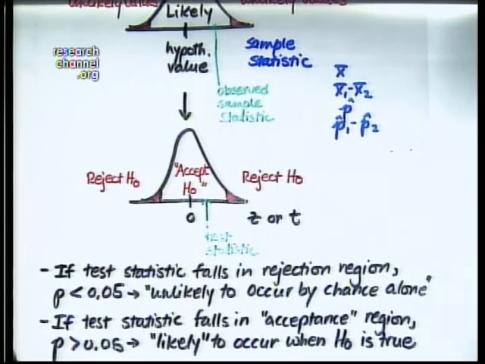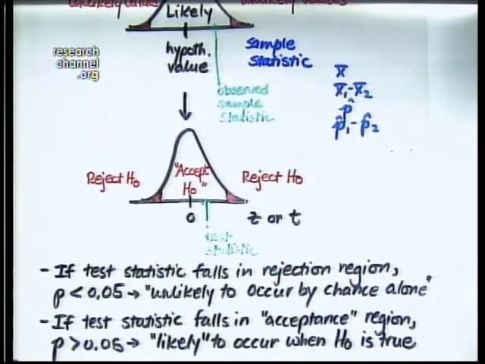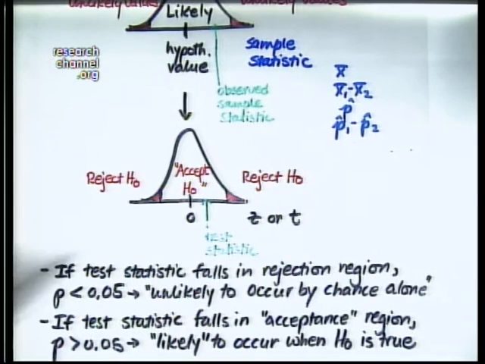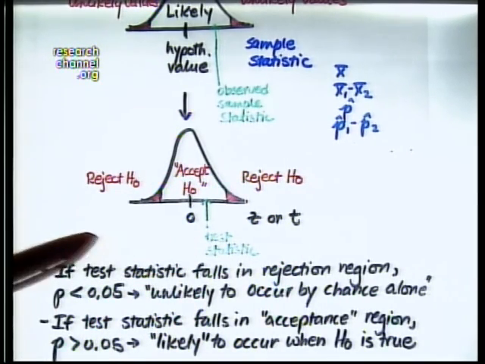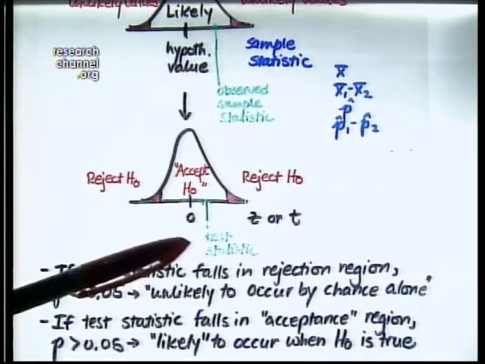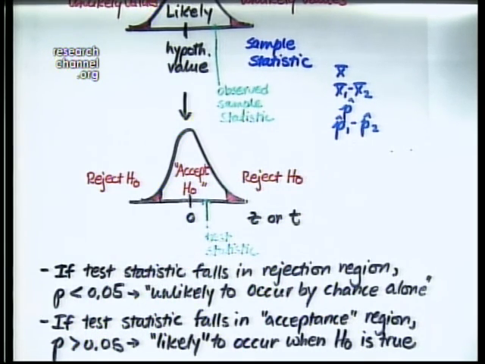Those are ones in which if we transform the observed sample statistic by subtracting the hypothesized value and dividing by the standard error, we now have a new z or t, and we can see where our test statistic falls in this distribution. So the probability of observing this observed sample statistic is the same as the probability of observing this test statistic. Same probability.